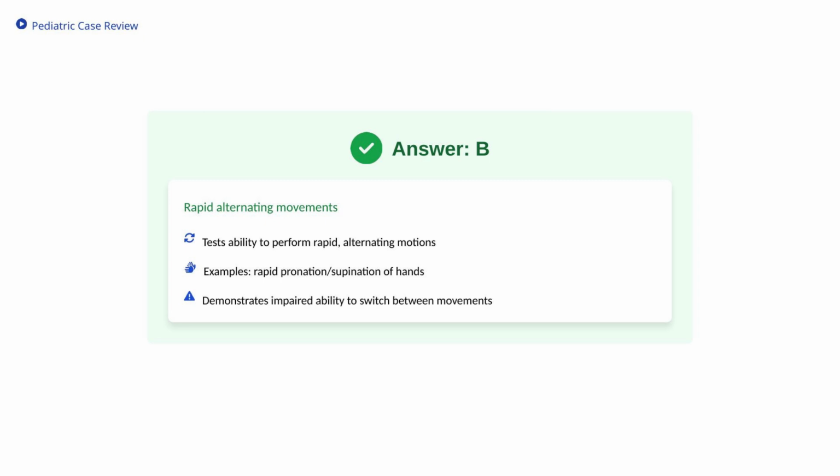Dysdiadochokinesia is assessed through rapid alternating movements. This examination technique tests the ability to perform quick, alternating motions, such as rapidly pronating and supinating the hands or patting the knees. Children with cerebellar dysfunction typically demonstrate an impaired ability to switch between opposing movements, resulting in irregular, arrhythmic motions. This differs from the finger-to-nose test, which assesses intention tremor, or heel-to-shin, which tests appendicular ataxia.